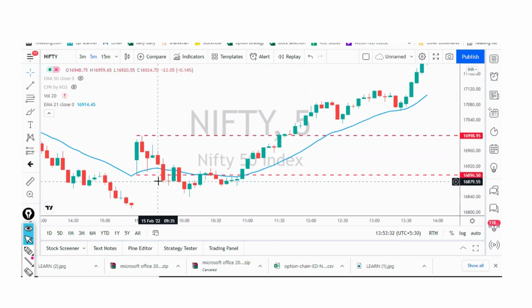Next candle high is 16,960 and low 16,921, which is 40 points. We will not be trading on this because the range is very high. And even this candle range is also high. This candle range is low, but it is an indecisive candle. When the market itself is not decided, then who am I to decide on this? So I am not going to take a trade on this.